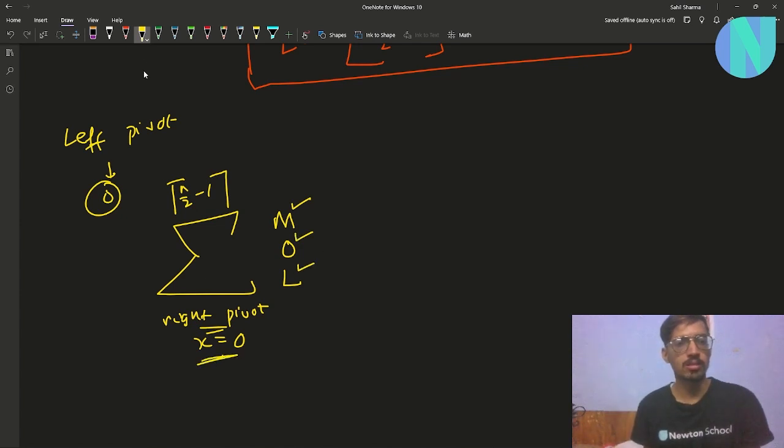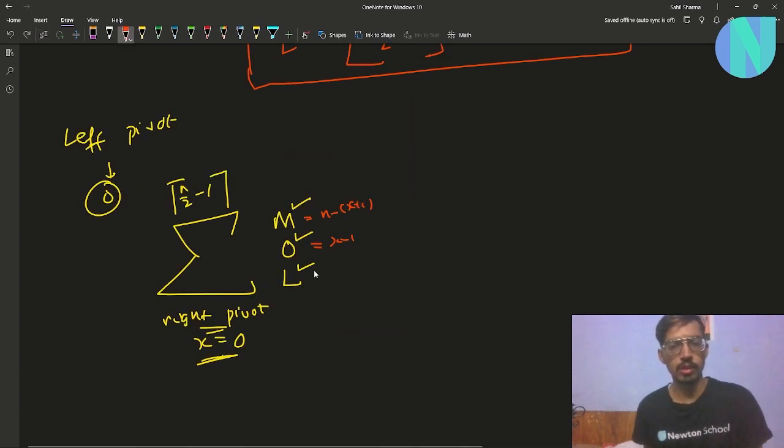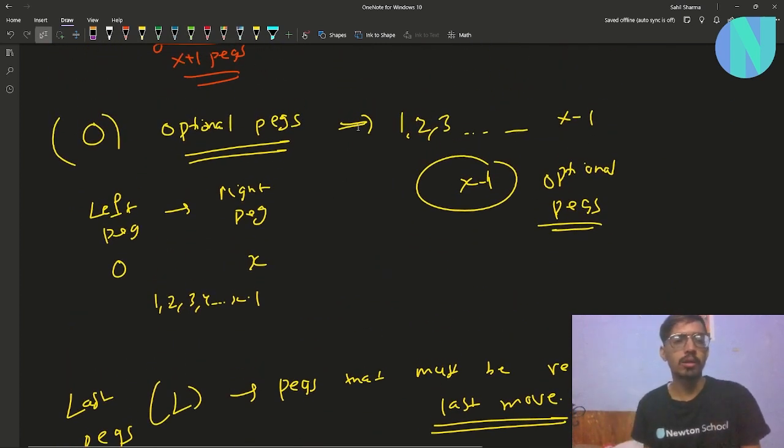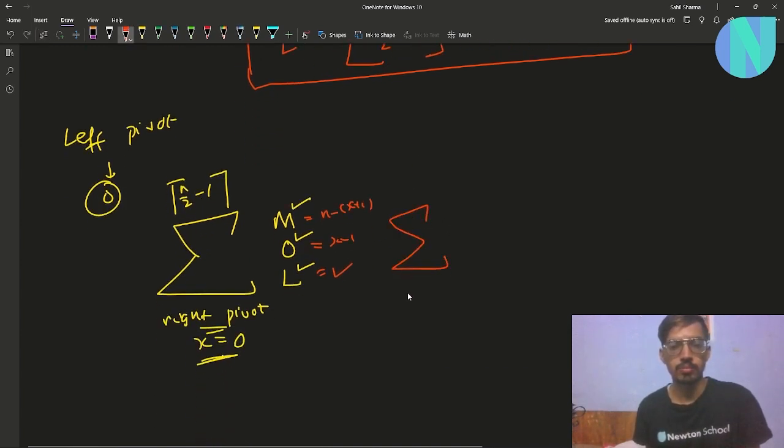So for a fixed value of x, my value of m is equal to n minus x plus 1, my value of optional is equal to x minus 1, and my value of l is equal to, here you can see the formula, right? So you can plug that formula here as well. So compute the value of l as well. Then we have to count the number of pegs that we want to remove, right? Because we have x minus 1 optional pegs, so we can choose to remove any pegs out of these. So we will iterate over the number of pegs that we want to remove. Let's call it s. So s is equal to 0. These are the number of optional pegs that I want to remove.